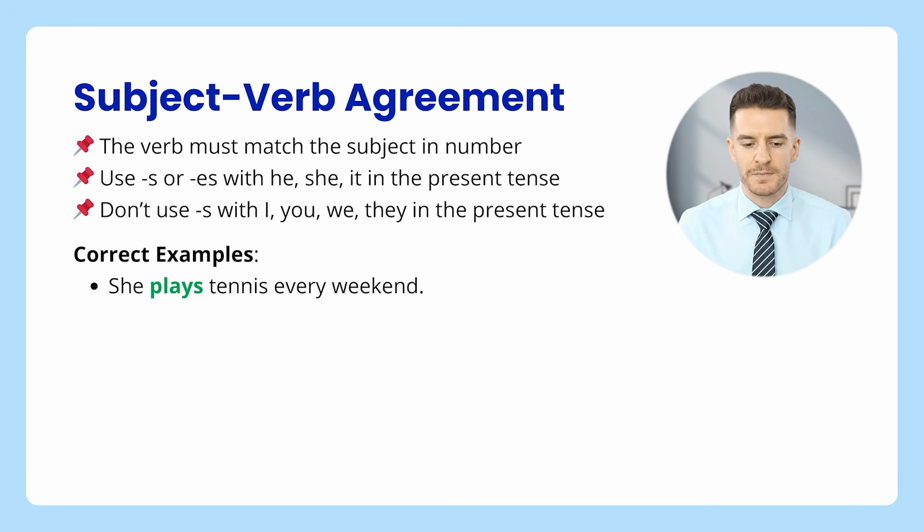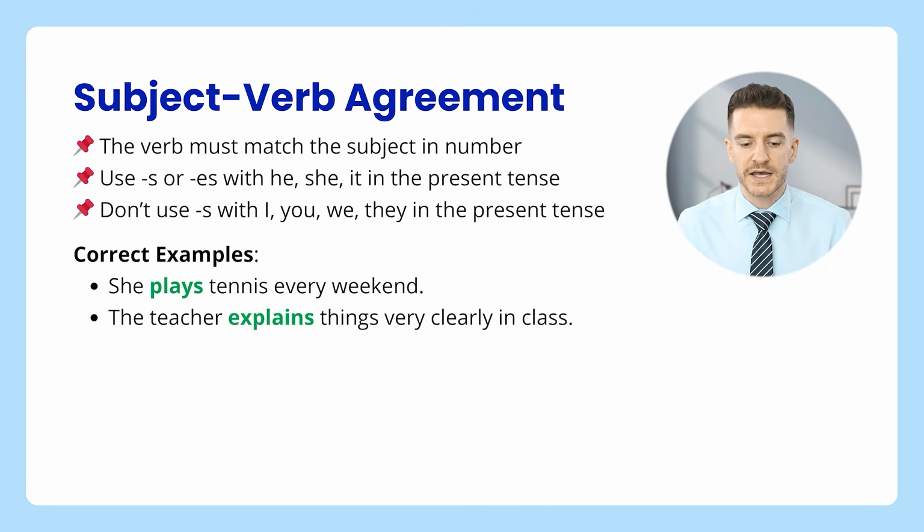So let me show you what I mean. She plays tennis every weekend. She is 1 person, so we need to add an S here. The teacher explains things very clearly in class. Well, teacher is 1, so again, we need to add that S. And note here, we are using the present tense, which is why we need to add an S.